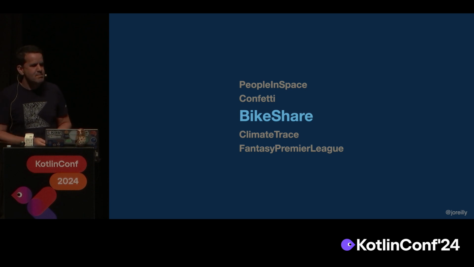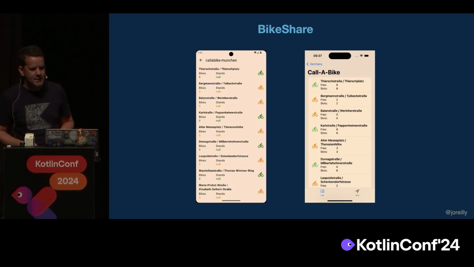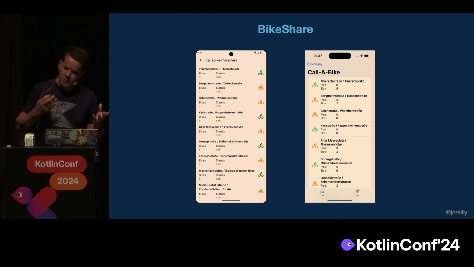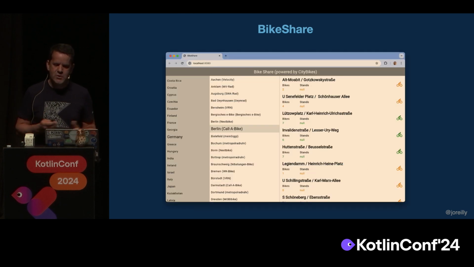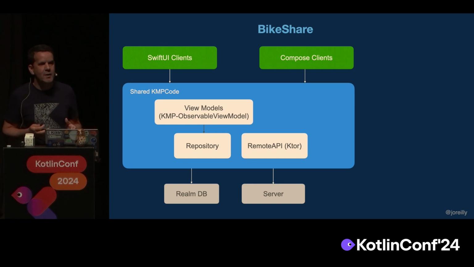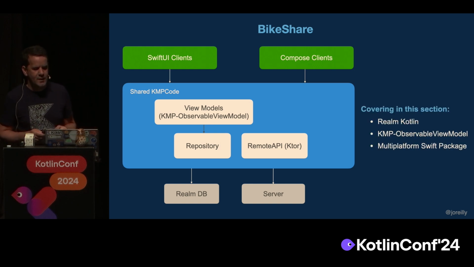Next KMP sample is BikeShare. This shows a list of BikeShare networks for particular countries and bike availability for each network. Again, we have Android and iOS clients, also a Compose for Desktop client, and as shown here, a WASM-based Compose for Web one. In this case, we're using the KMP Observable ViewModel library for our shared view models, using Ktor to retrieve the data from the backend, and then persisting it locally using the Realm Kotlin library. And we'll be talking in this section about Realm, KMP Observable ViewModel, and also a plugin for generating Swift packages from shared KMP code.